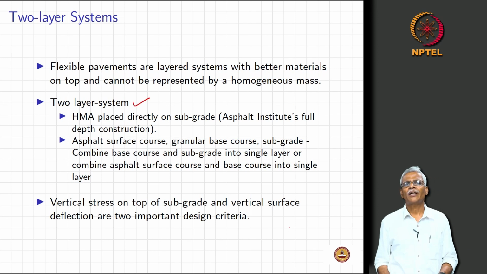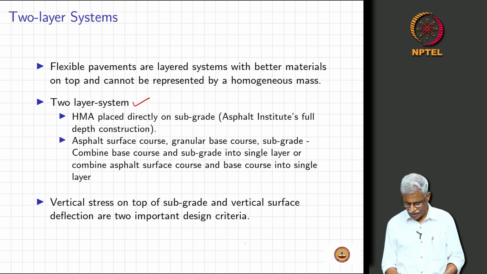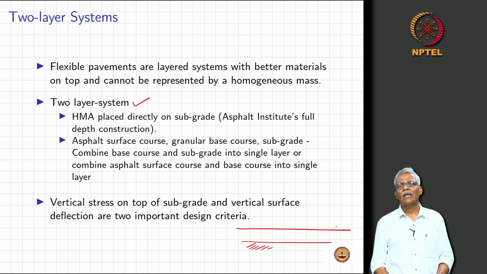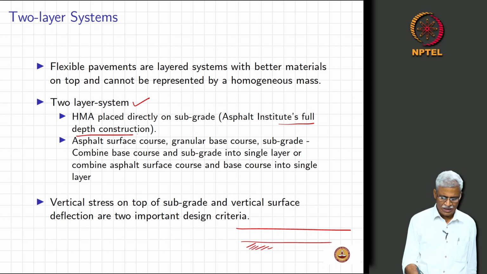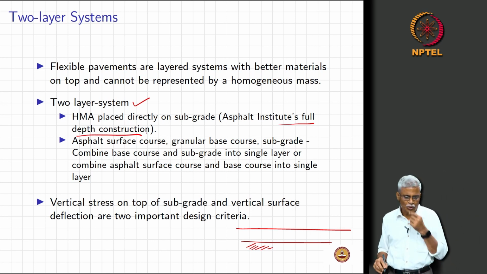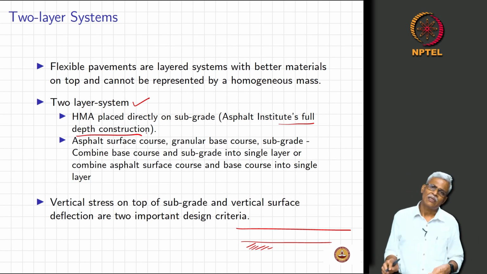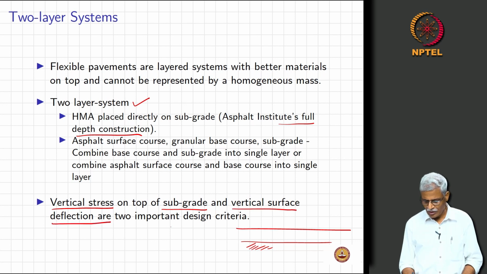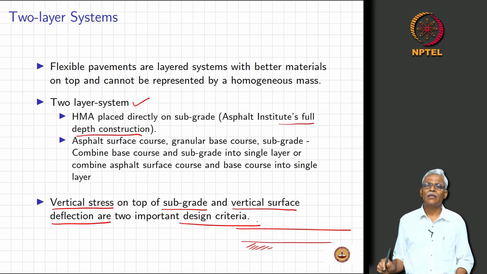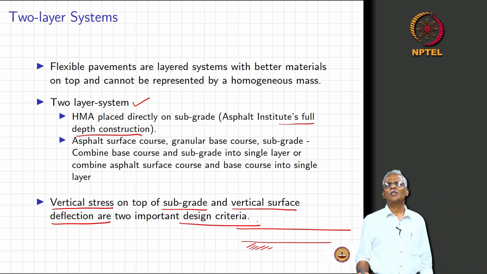So, 2 layer systems are what you can say, HMA placed straight away on the subgrade. For instance, you could have your subgrade and then we just place the HMA layer here. This is the typical Asphalt Institute's full depth construction. I have already shown this to you in earlier slides. So, what are the most important things? The vertical stress on top of the subgrade and the vertical surface deflection are the two important design criteria here. So, this is a two layer system.